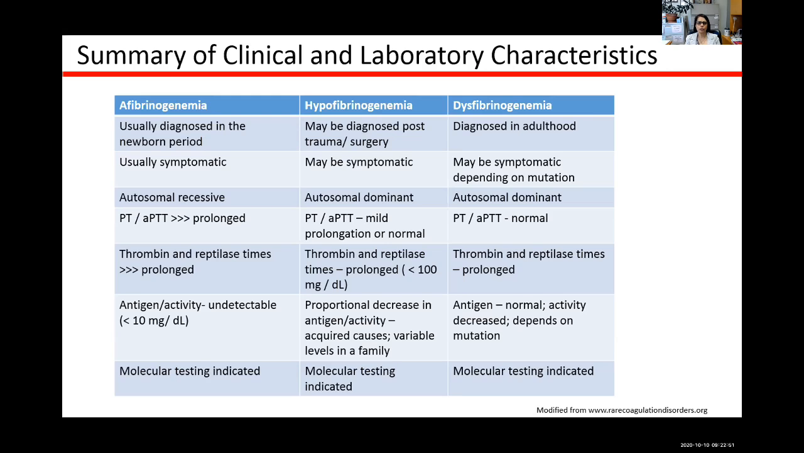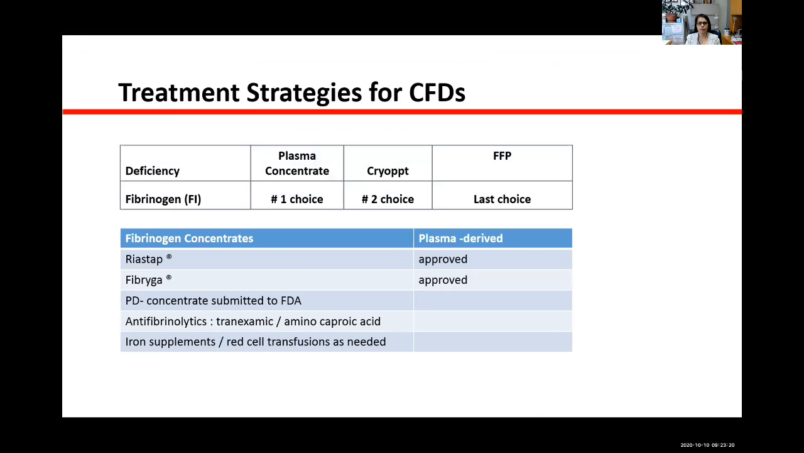In hypofibrinogenemia, there's a proportional decrease in the antigen and activity, but in a given family, the levels tend to be highly variable, and so does the clinical severity. In dysfibrinogenemia, which is the qualitative defect, the antigen is normal, whereas the activity is decreased. And again, this depends on the type of inherited mutation. And of course, genetic testing is indicated in all these different subtypes of these fibrinogen disorders.